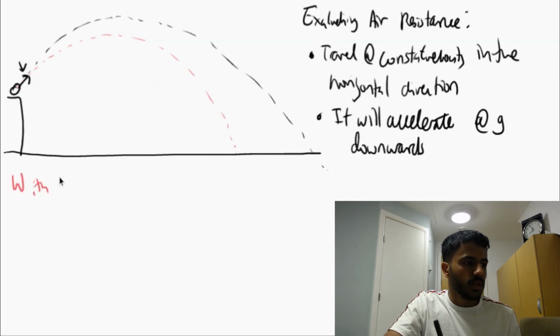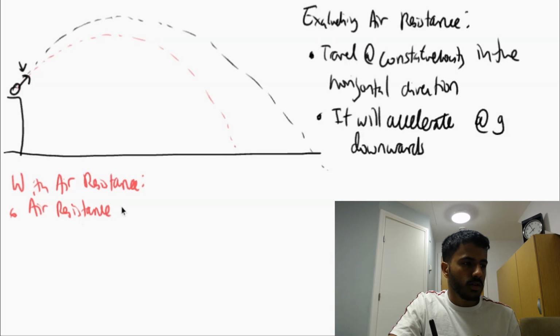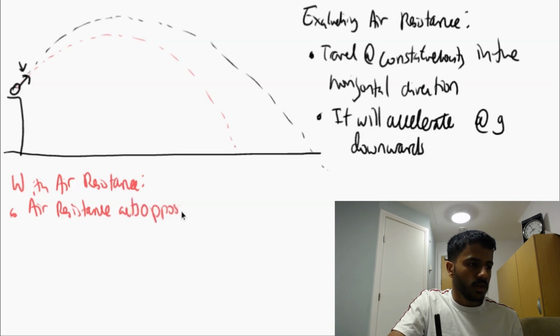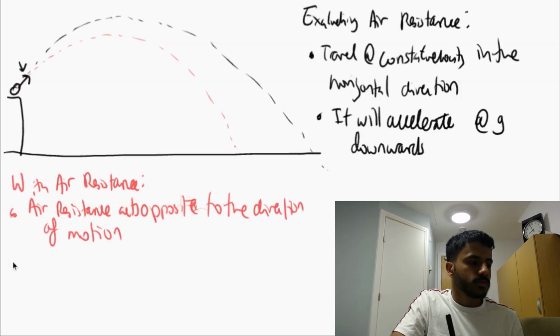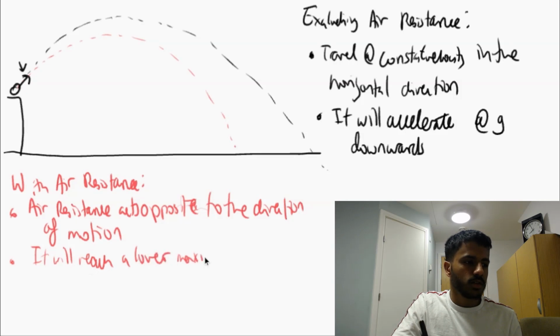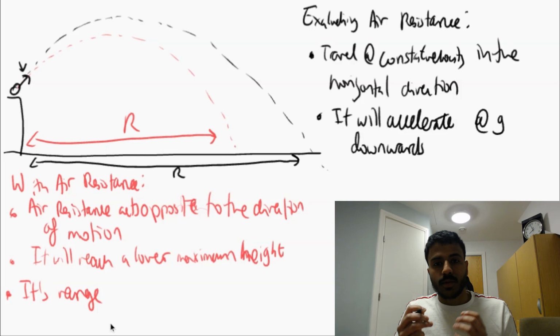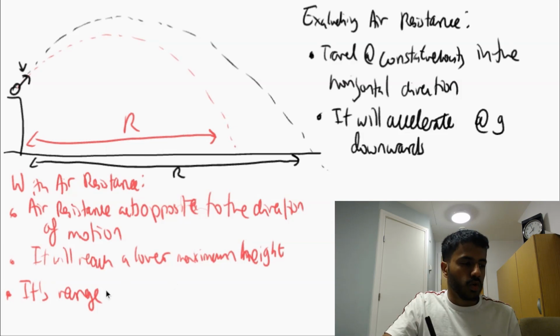So with air resistance acting opposite to the direction of motion of the ball, it will reach a lower maximum height and its range, which is this distance here, which is basically where it hits the ground, will also be lower.